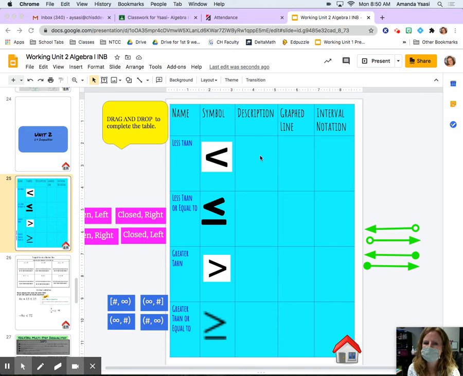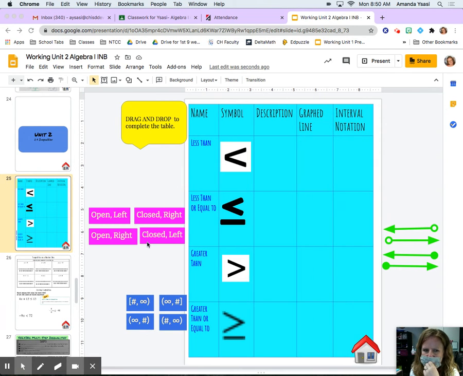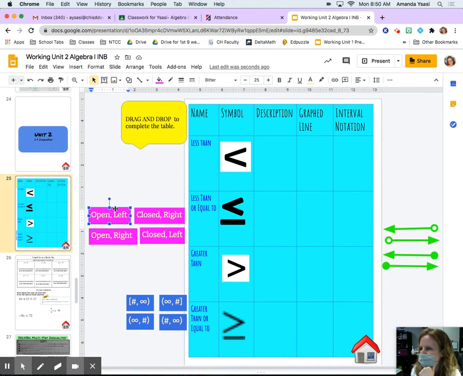Let's look at what the description will look like whenever you graph it on a number line. Anytime it's or equal to, you're going to have a closed circle. Anytime it's just less than or greater than, it's going to be an open circle. So this is less than, and on a number line, the numbers that are less go left. So we are going to have an open circle left.